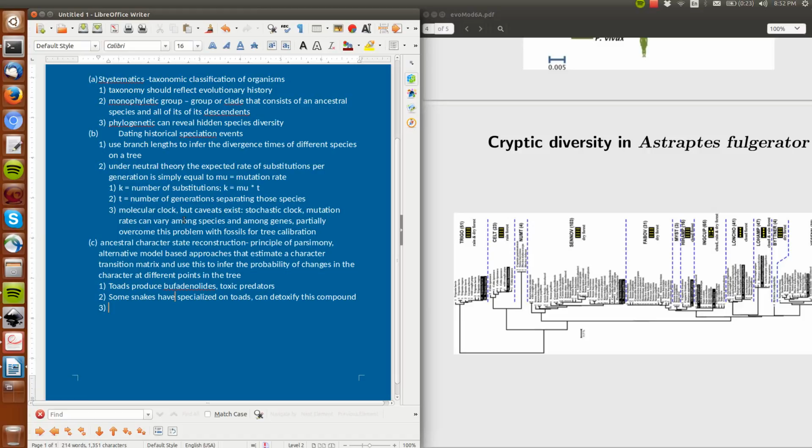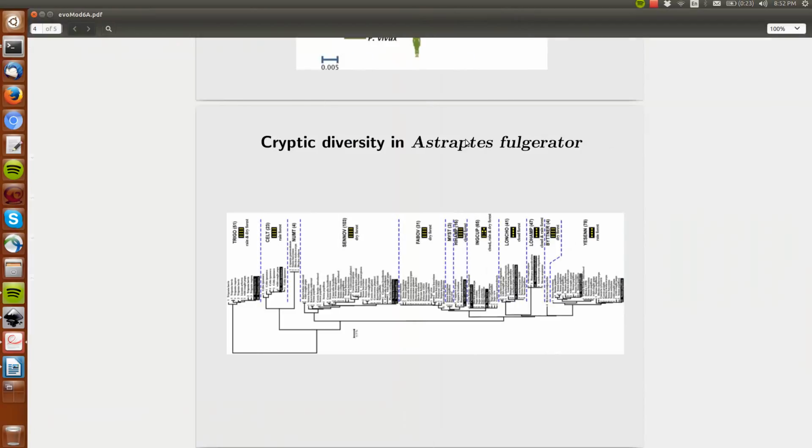Now, so you have snakes that specialize in toads, can detoxify the bufadinolides. Then it looks like there are two amino acid substitutions in the sodium-potassium pump that are responsible for resistance, at least partially responsible for resistance. This is a little more complicated, but I don't want to worry about the details. So we can score the presence of these amino acids, in other words, which is essentially a way of scoring the ability to feed on these toads, and then reconstruct the ancestral character states back in time for that.